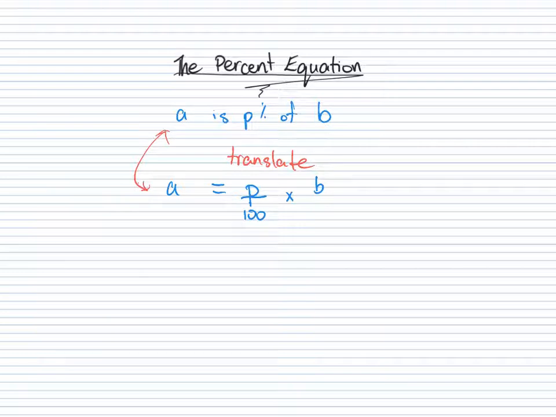So if we see a word problem or any percent problem, we can turn that percent problem into something that looks like this and then solve for whatever is unknown. So let's take a look at an example.